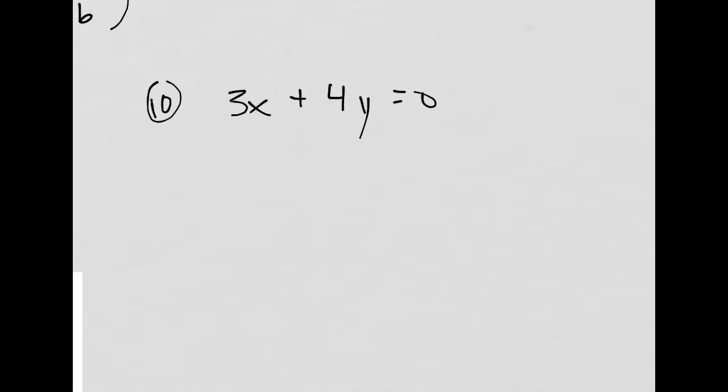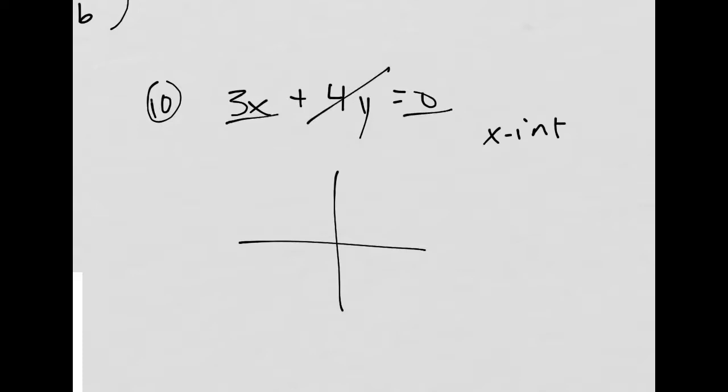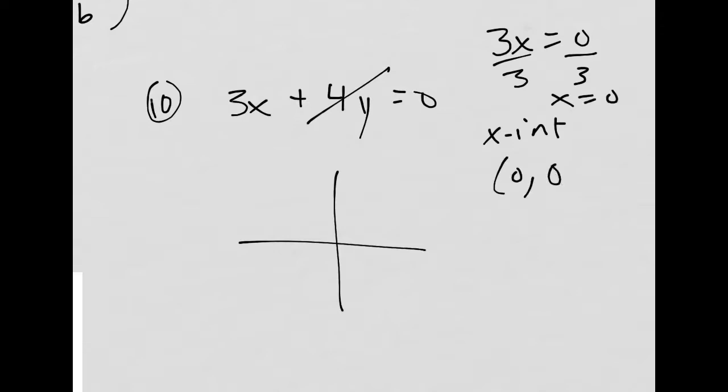So if we tried to use intercepts, we could say x-intercept, that's when you make y 0, so that goes away. And then what would we have left? We'd have 3x equals 0. Divide by 3, x equals 0 still. So that would be 0, 0. 0 for the x, because we just found that. And 0 for the y, because we made it 0 for the x-intercept. So that would be 0, 0.